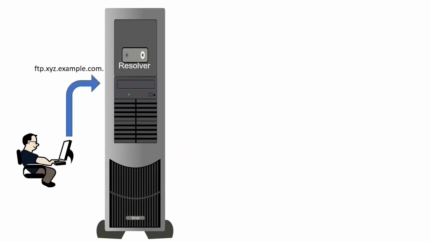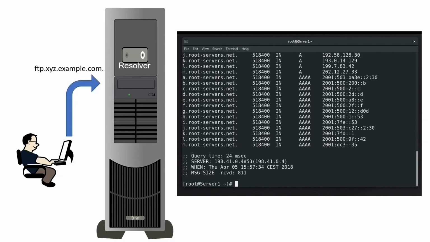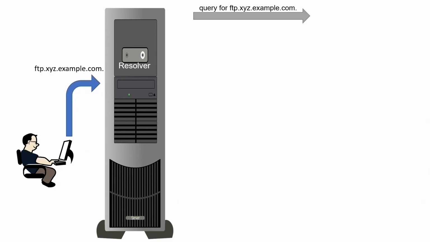A resolver system wants to resolve the name ftp.xyz.example.com. By default, resolver systems only know the IP addresses of root name servers. They save them statically in library files. For example, Linux saves root name servers' IP addresses in the /var/named/named.ca file. The resolver system sends the query to the nearest root name server.